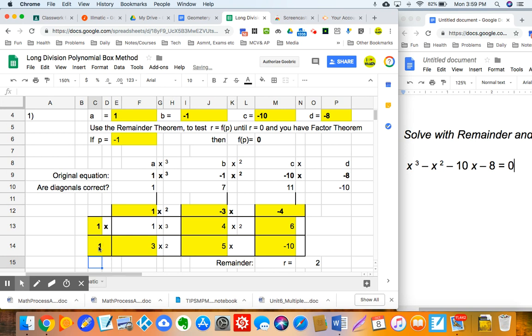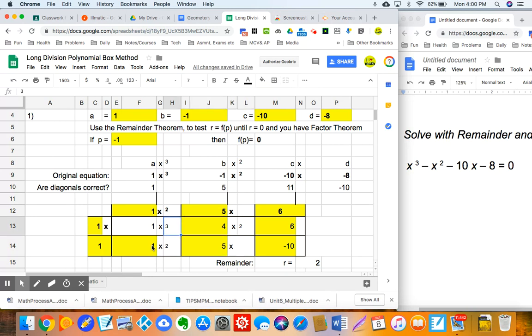Because p is negative 1, this is going to be a pretty easy multiplication. I'm starting off with 1x cubed, and then I do 1x cubed divided by 1x to get 1x squared. I want to make sure that we go through this properly. Then I take 1x squared and multiply it by 1, which gives me 1x squared.